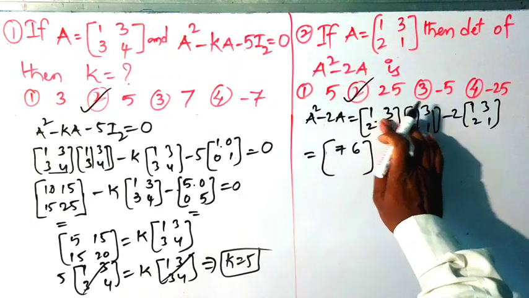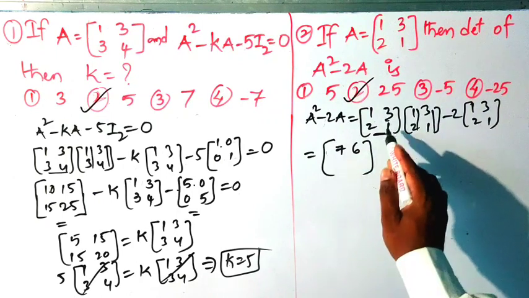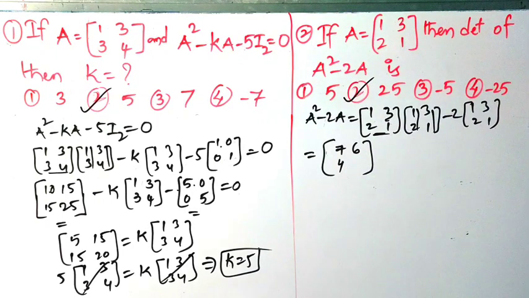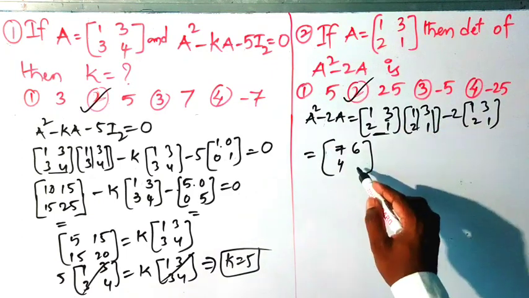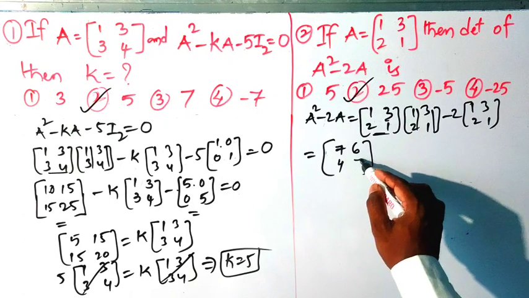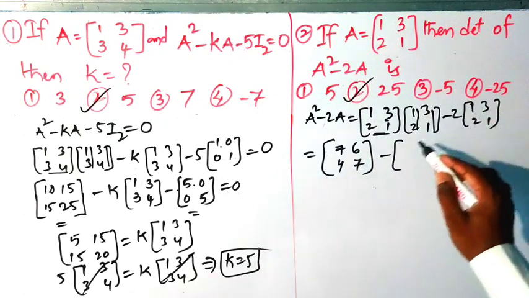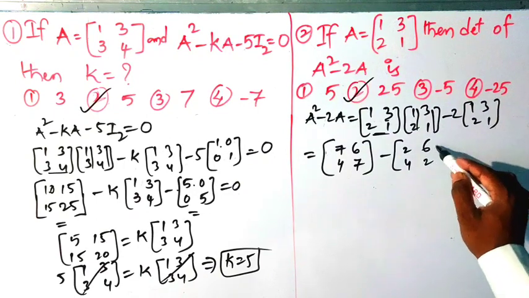Same operations with the second row. 2 into 1, 2, plus 2 into 1, 2, 4. 2 plus 2, 4 we get here. Next, 2 into 3, 6, plus 1 into 1, 1. 1 plus 6, 7 we get here. Minus. Now multiply by 2. 2 into 1, 2. 2 3 is 6. 2 2 is 4. 2 1 is 2. We get here.